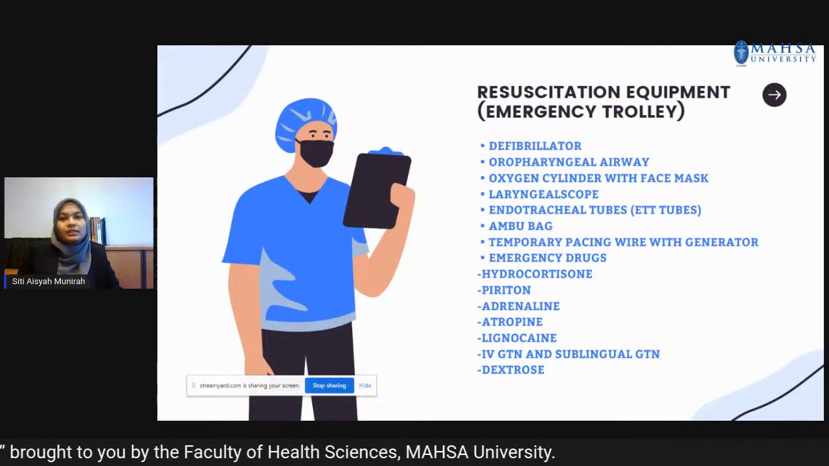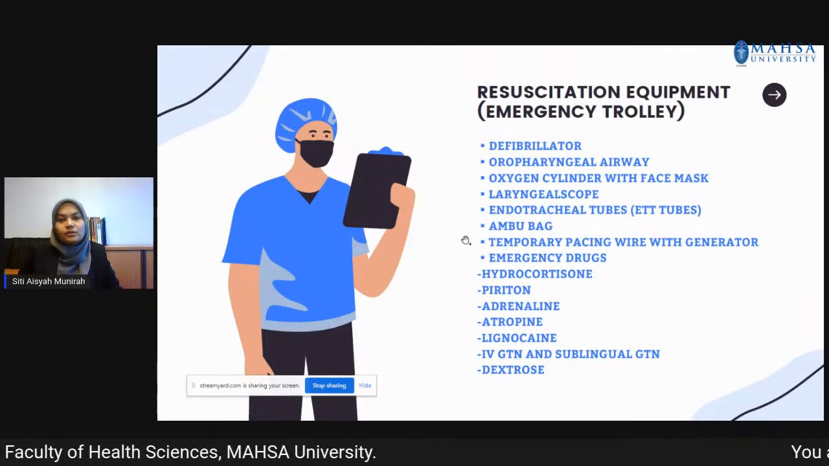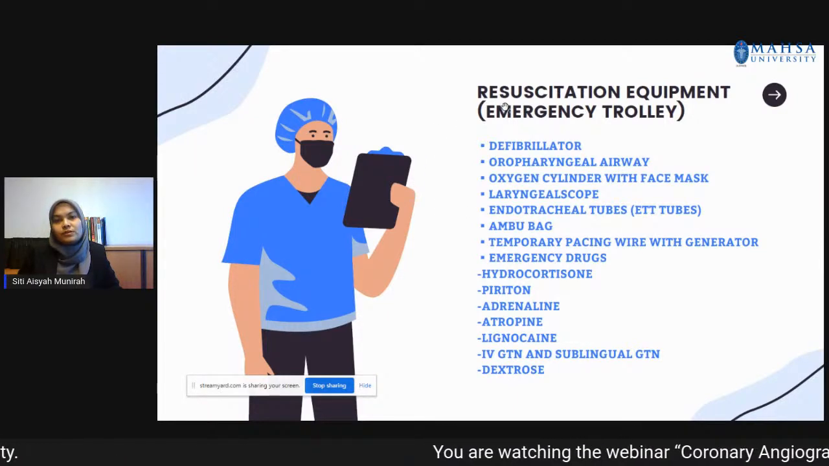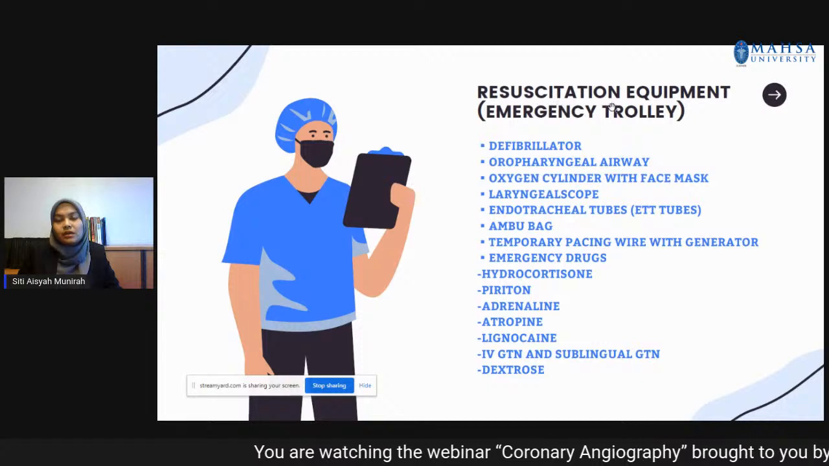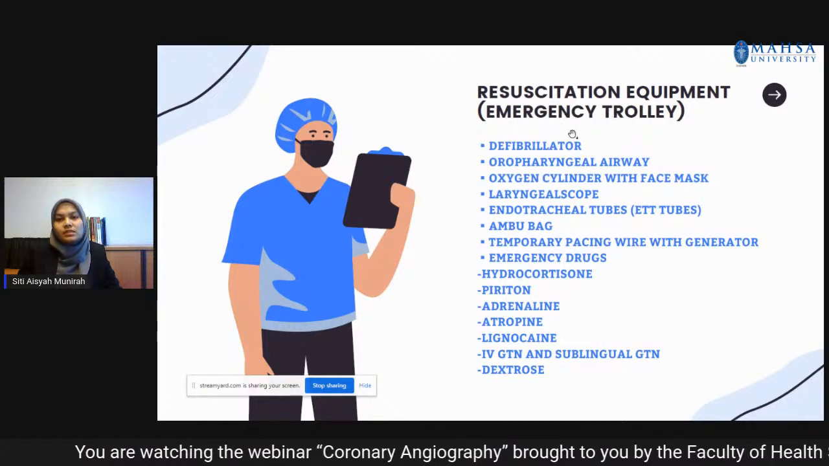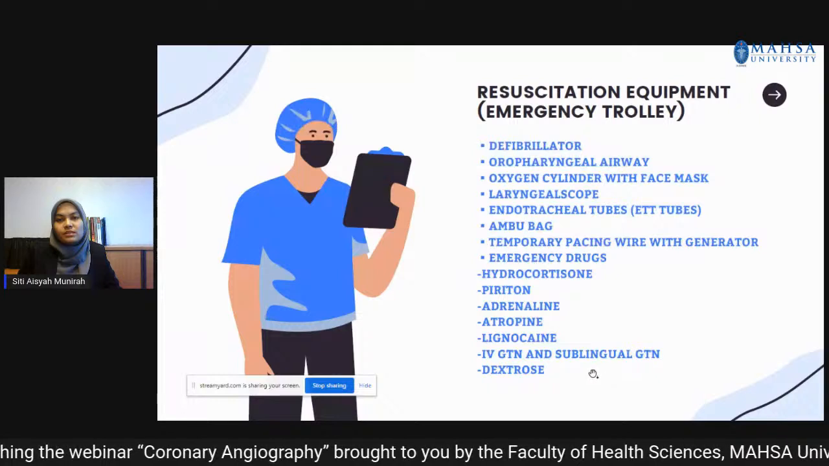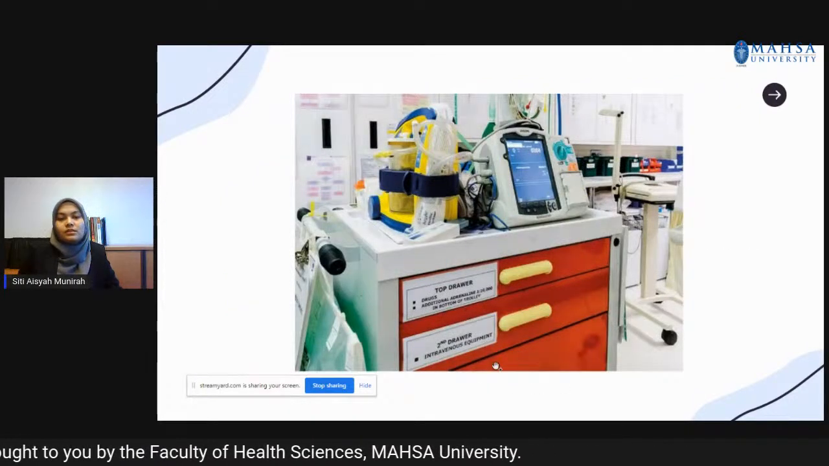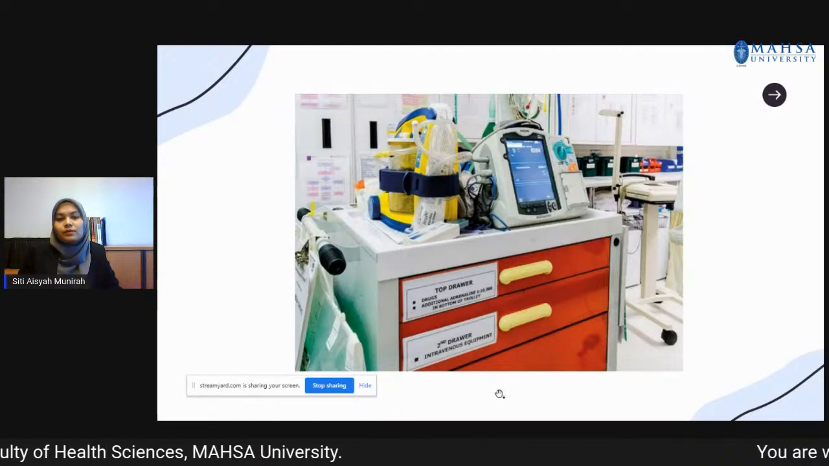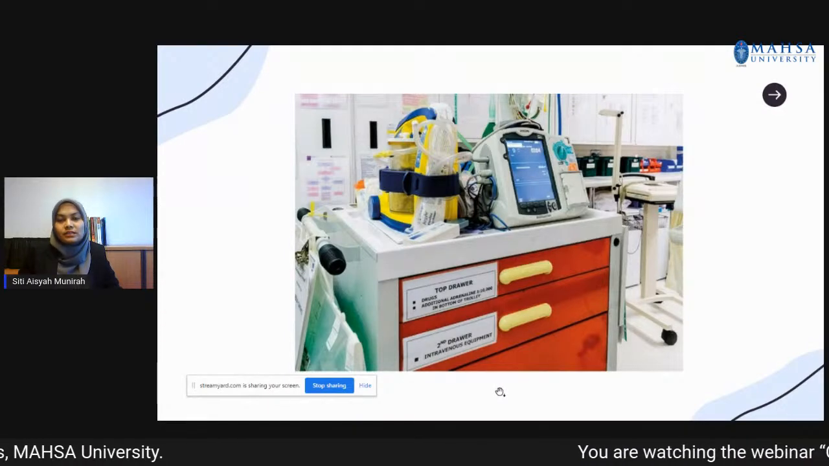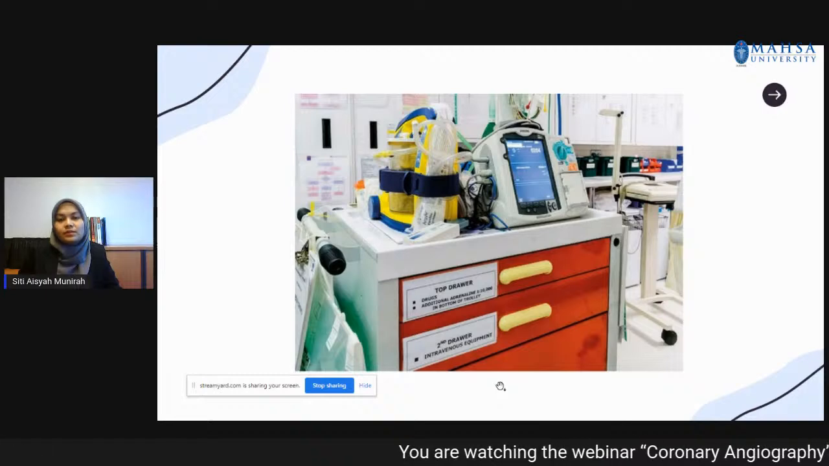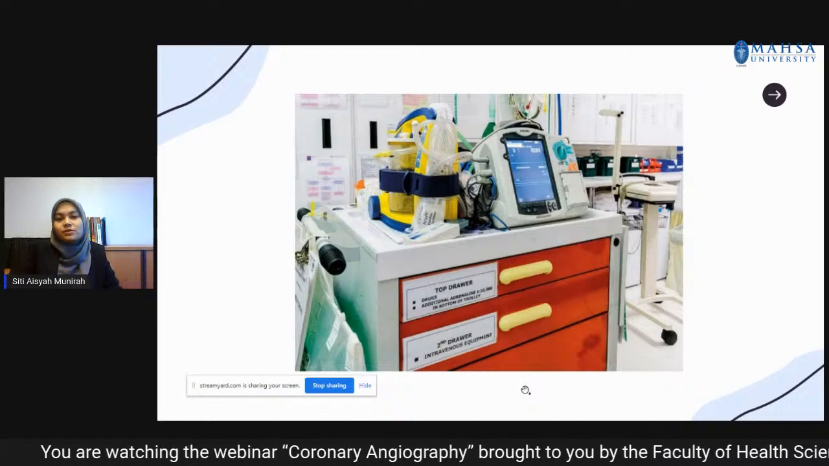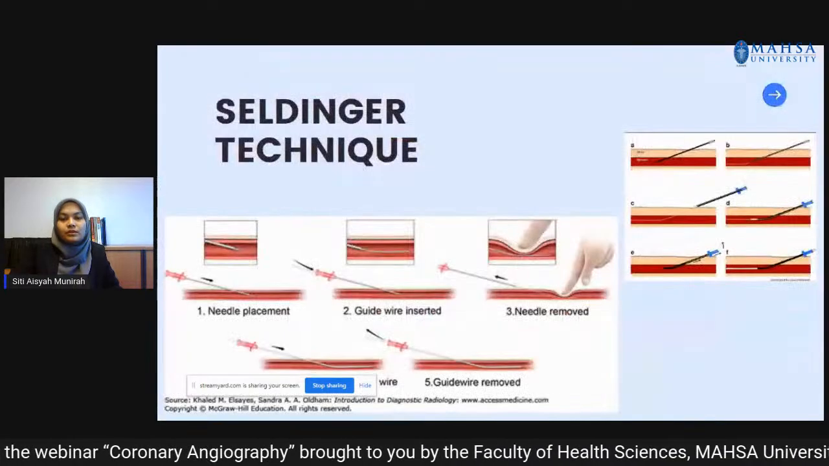Aside from the catheter, guide wire, and introducing sheath, inside the angiography room or the cath lab, we also need to have the resuscitation equipment. This is all the equipment needed in the emergency setting, and this is the image of the emergency set. Because coronary angiography is a procedure that involves insertion of a catheter into the blood vessel, there are possible risks that can happen during the procedure. So it's better to prepare for the risk.